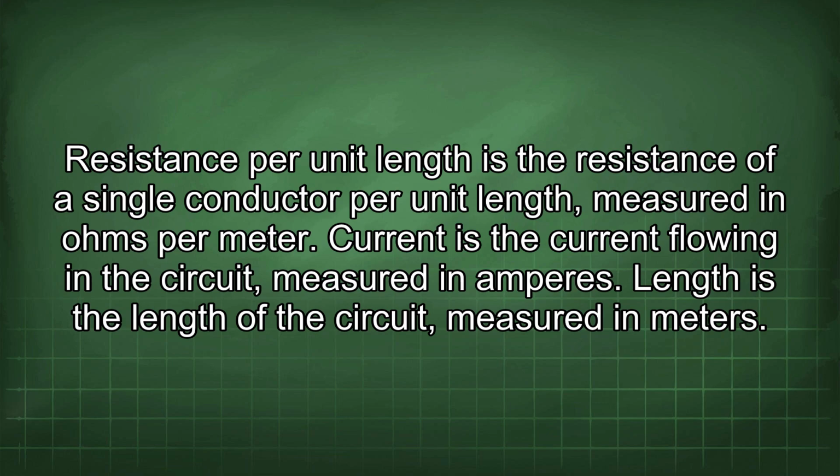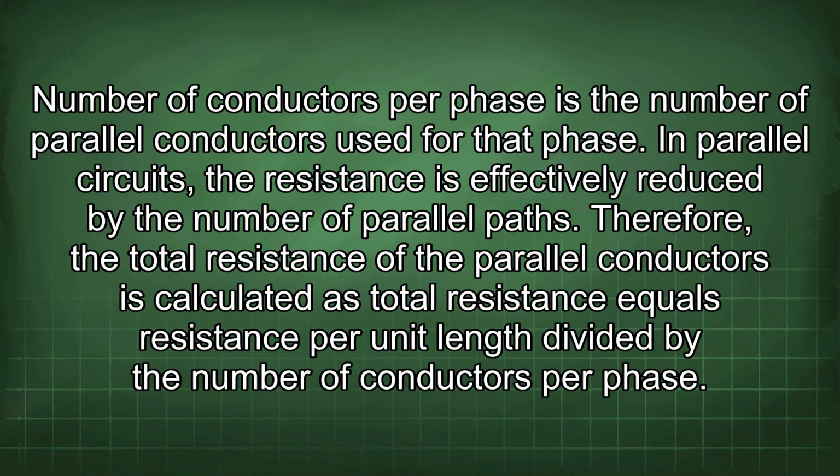Current is the current flowing in the circuit, measured in amperes. Length is the length of the circuit, measured in meters. Number of conductors per phase is the number of parallel conductors used for that phase.